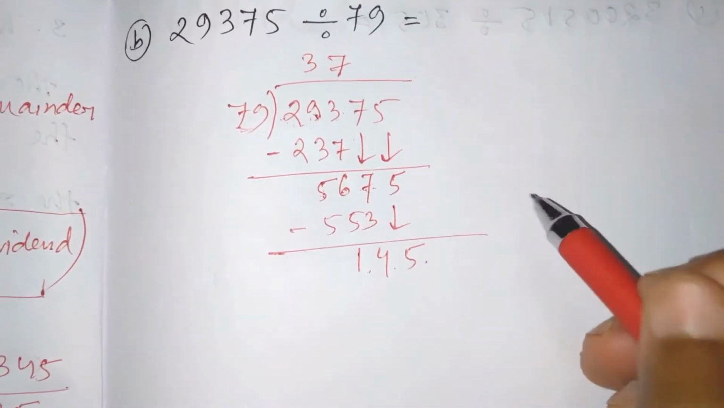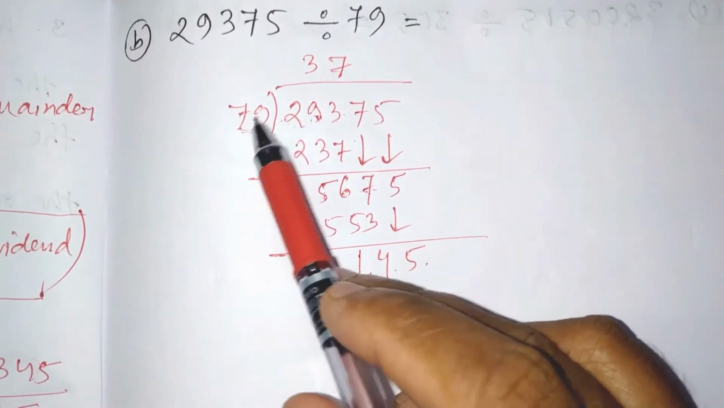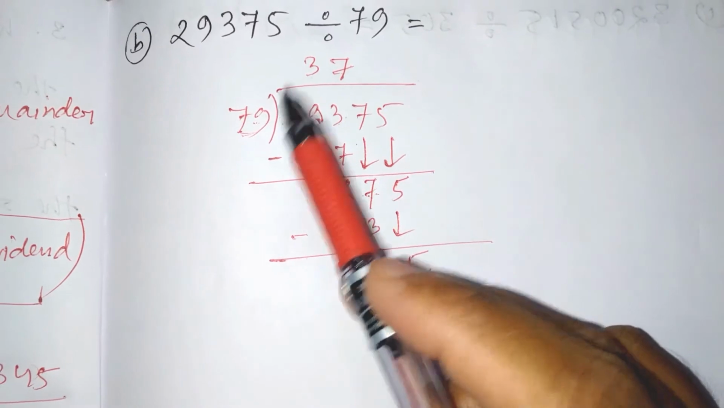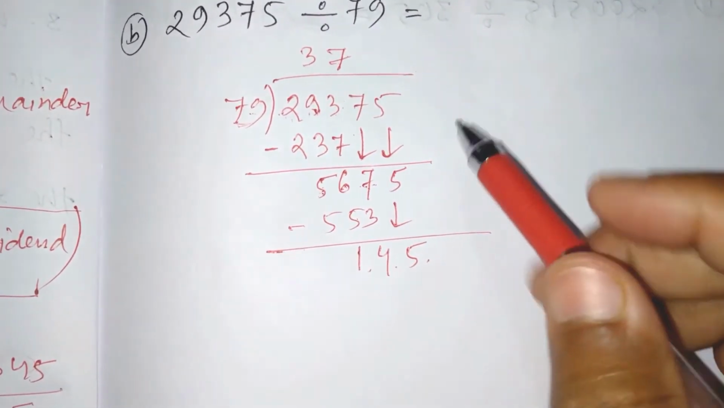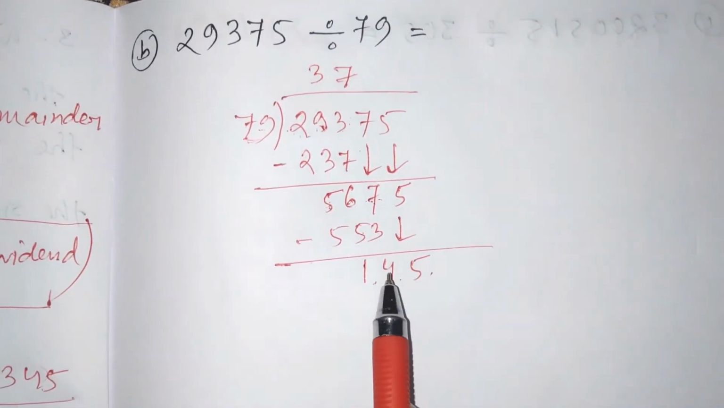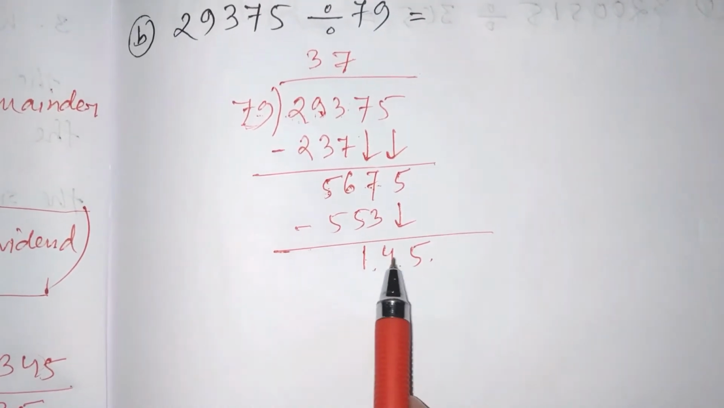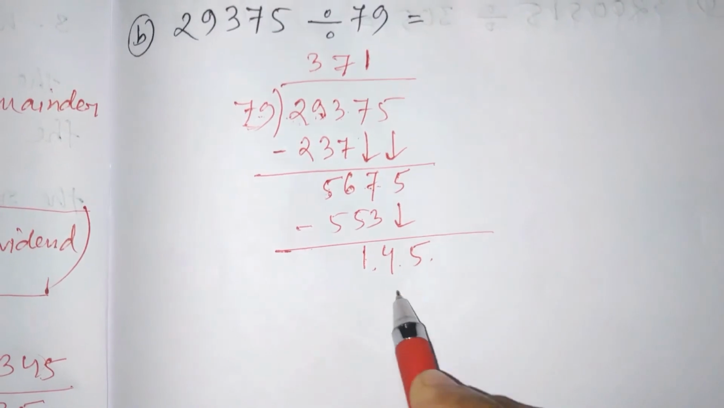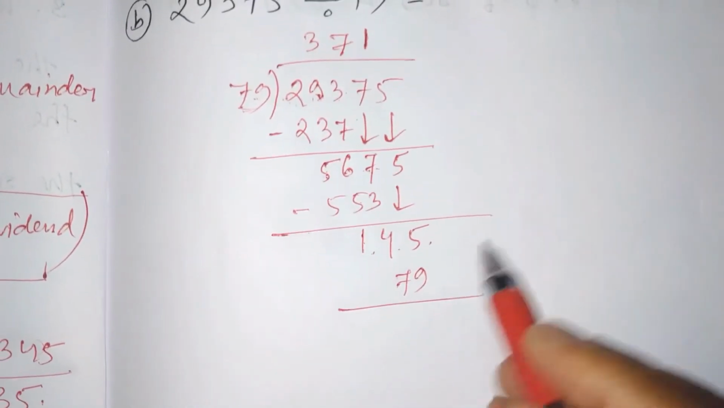Now if you multiply this 79 with 2, then 7 into 2 is 14, that is 140, plus 9 into 2 is 18, so it will become 158. So 158 is more than 145, so you need to do one time. Then you will get 79. Then you need to subtract it.